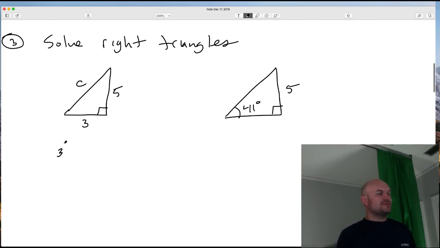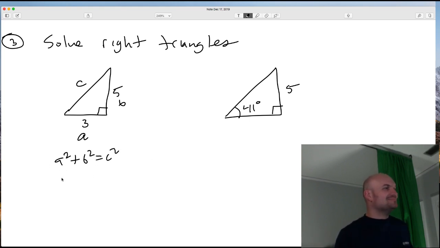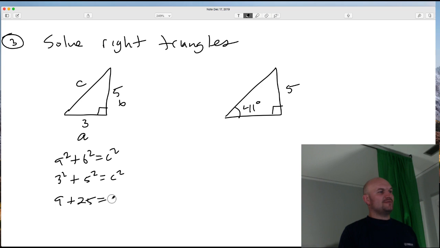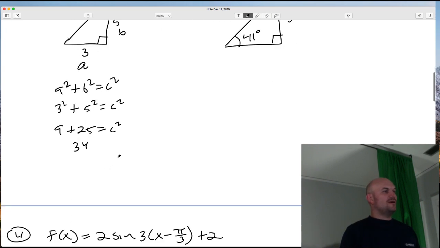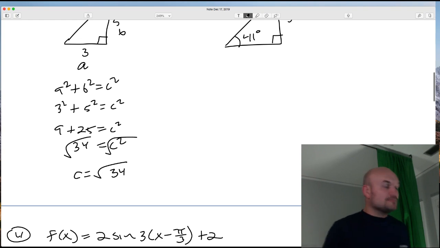So in this case, we can use what we call the Pythagorean theorem. If we call that A and that B, then remember the Pythagorean theorem is A squared plus B squared equals C squared. I keep forgetting my camera's over here. So I would just do 3 squared plus 5 squared equals C squared. 3 squared is 9, plus 25 equals C squared. That's 34 equals C squared. Then you just take the square root of both sides. So C equals the square root of 34.